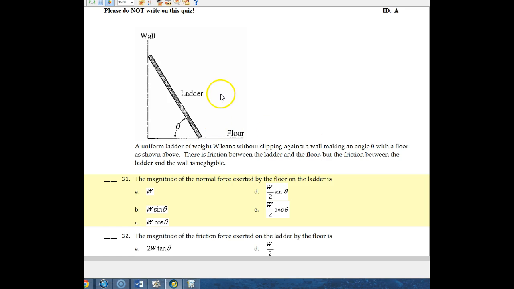All right, so let's look at the next one. This is Horner, and we're looking at the APC rotational motion. This is for the multiple choice review. We're going to look at number 31.